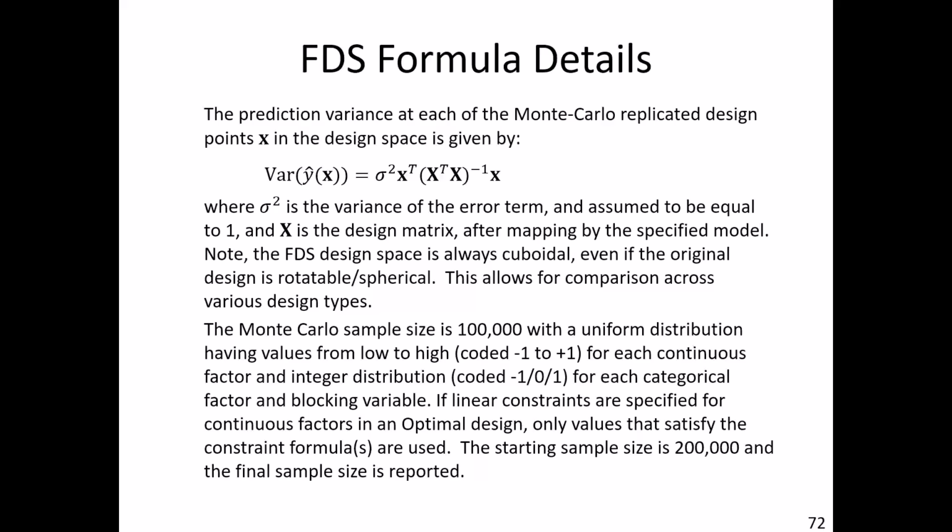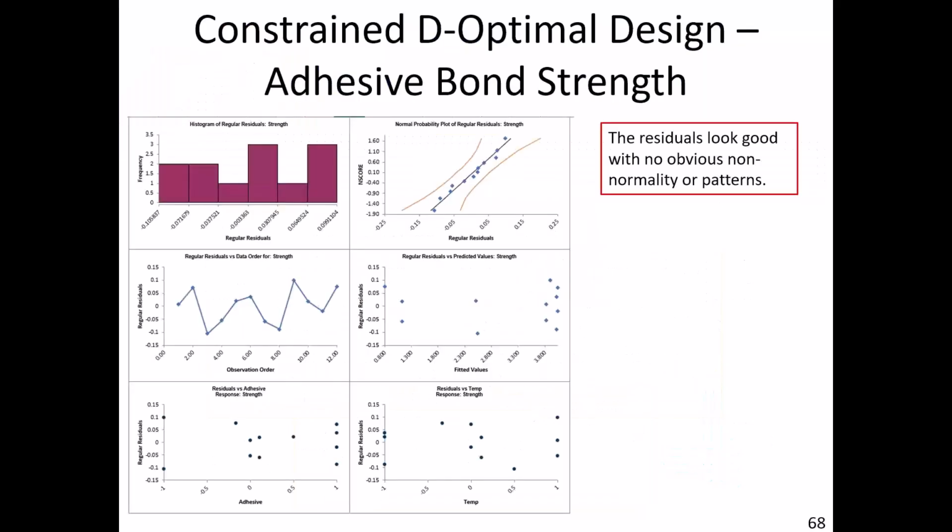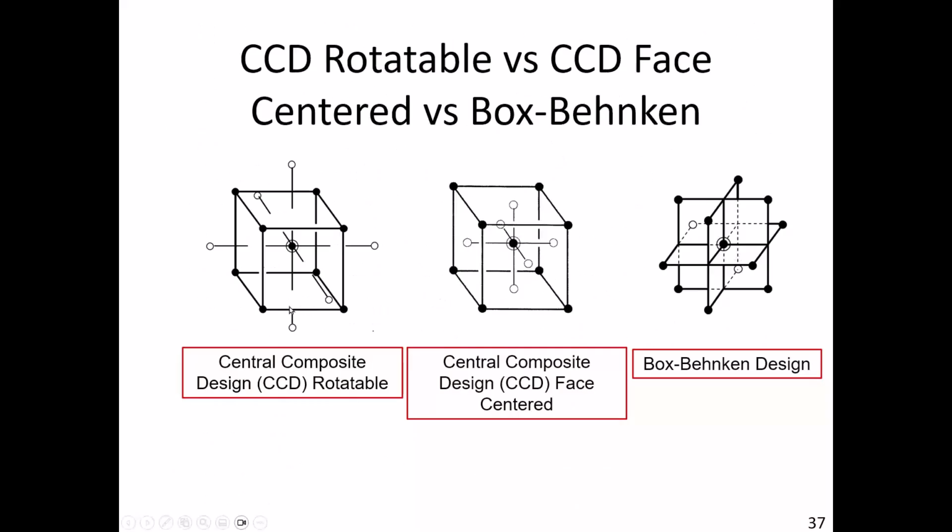Can you please explain why the CCD face-centered model is better for the first 60%, but the rotatable design is better for the next 40%? I see it on the graph, but I'm confused why this curiosity occurs. It's a good question. First of all, we're only looking at the cuboidal space, right? We're not actually in the FDS plot. We're not going out into this region. We're staying within the cube.